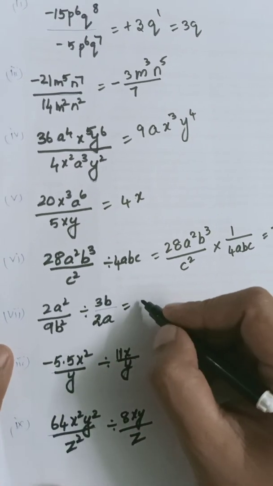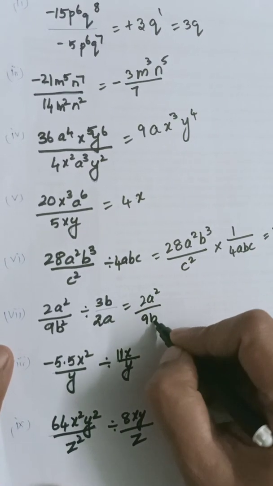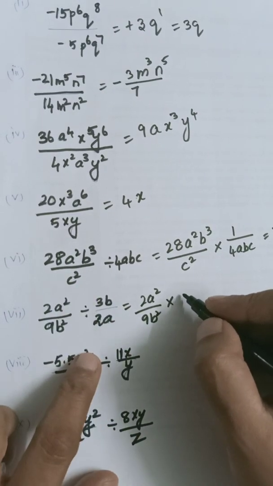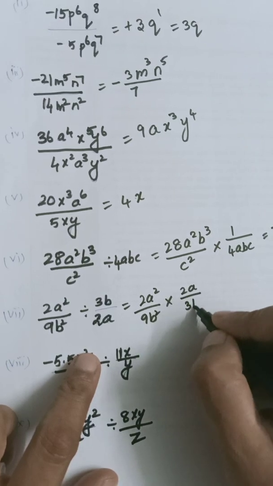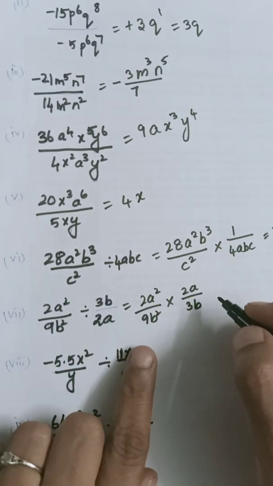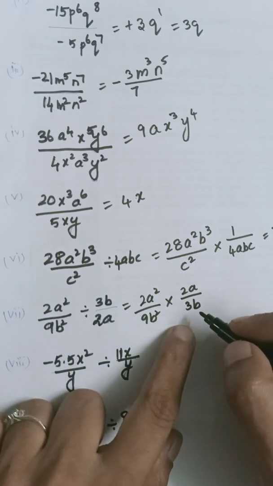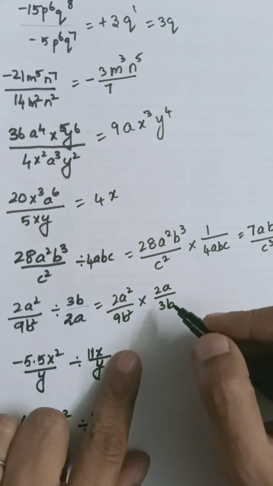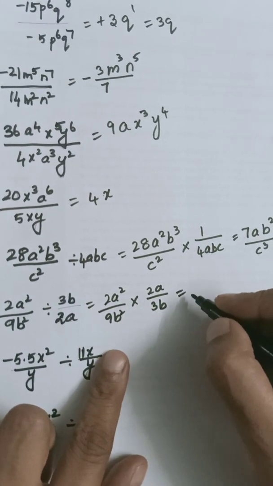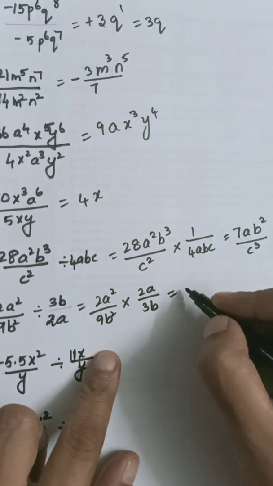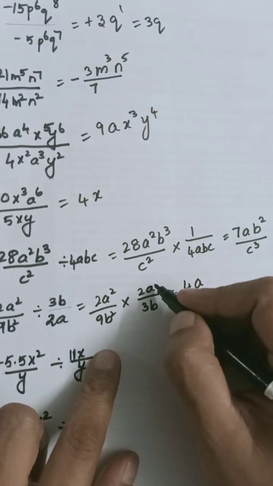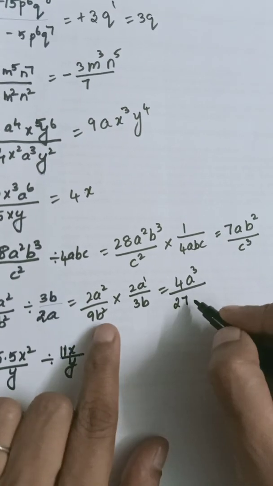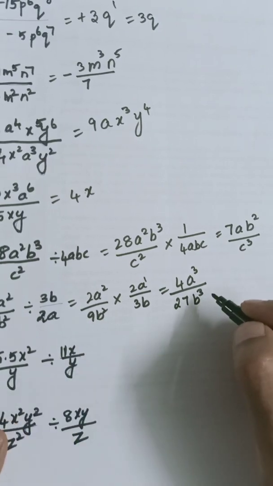Next one, 2a square by 9b square. Division becomes multiplication. Then we have to put reciprocal. So 2a by 3b. Then see what we can cancel. Actually 2 cannot be cancelled here. 3 also can't be cancelled in the numerator. All the a's are in the numerator, all the b's are in the denominator. Actually nothing can be cancelled. So we have to multiply everything. 2 into 2, 4. A power 2 plus 1 will be a power 3. By 9, 3 3s are 27, b power 2 plus 1, 3.